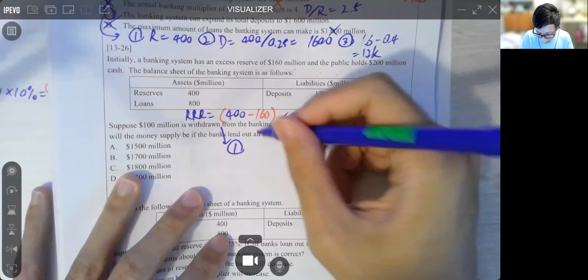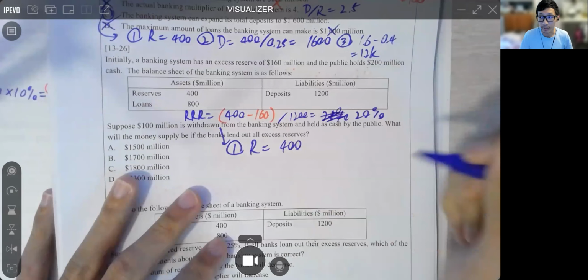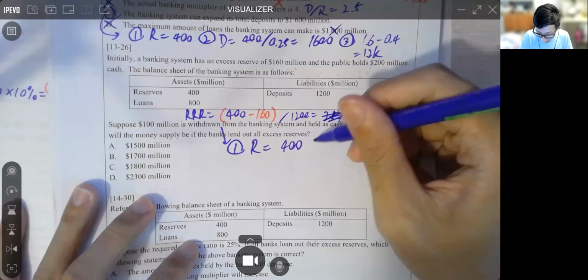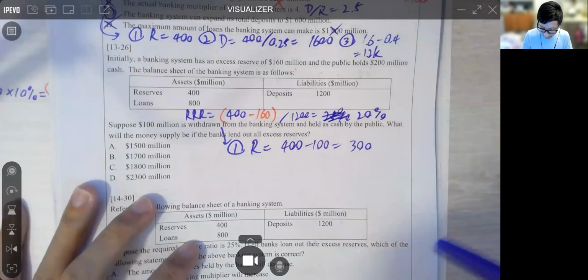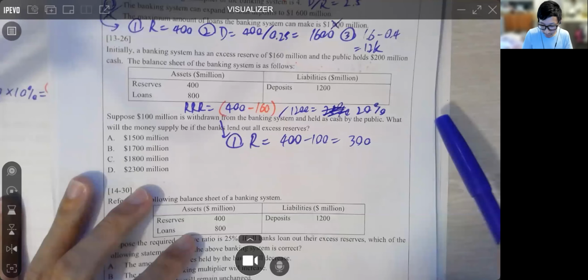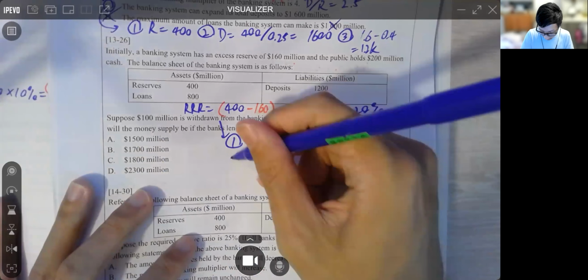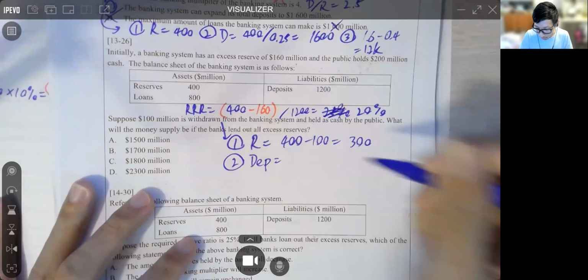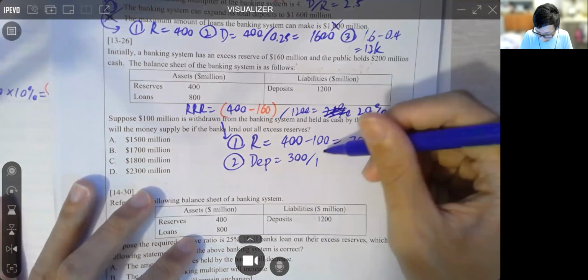Step number 1. The new reserve used to be 400. 本身咧就400噶嘛。Now you withdraw 100, and that would be 300, right? 係咪？佢話 what would be if the bank lend out all excess reserve? So if they lend out all excess reserve, we just follow our normal steps divided by RRR, which would be 0.2.